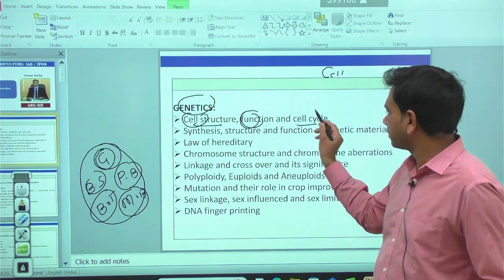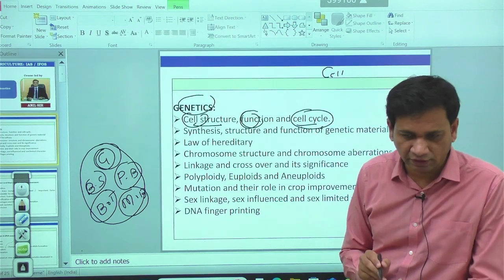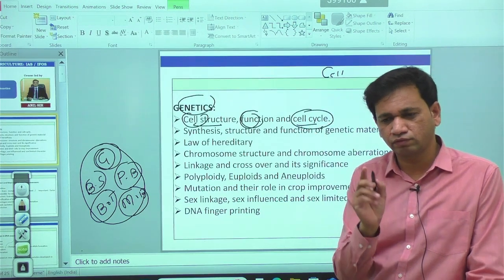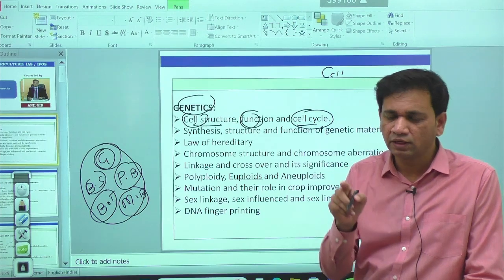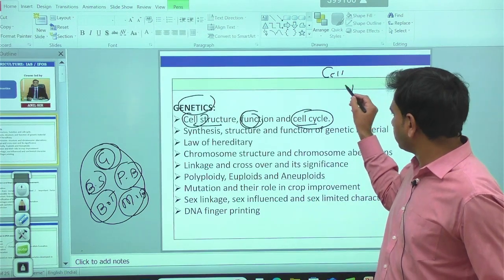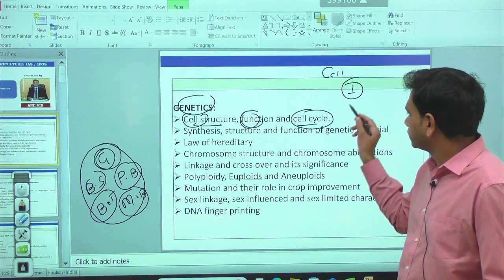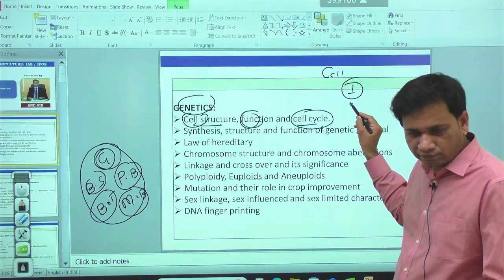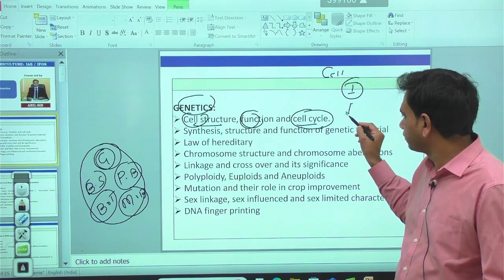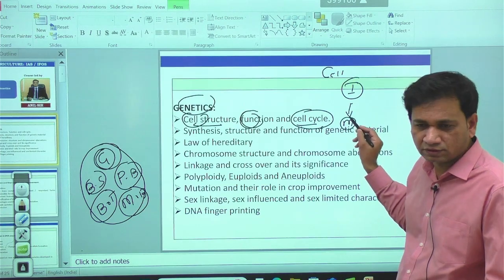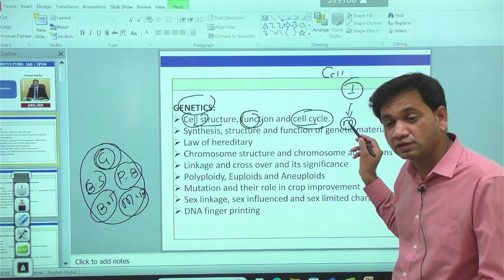And apart from that, we have the syllabus called the cell cycle. Within the cell cycle, we have two phases. One is the interphase. After the completion of the interphase, we have the mitotic cell division. Either it can be mitotic or meiotic cell division.